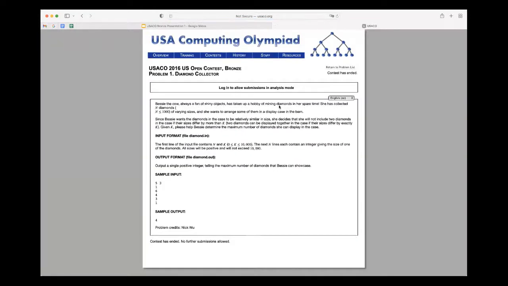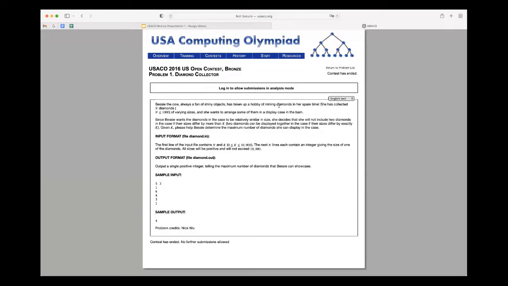Wait, what does the sample say? So for the sample, it takes at most 4 because you can only take all the ones from 1 to 4. So that would be 4 diamonds. You can't take 6. So yeah. You can't take all 5 diamonds because your maximum difference is 3.